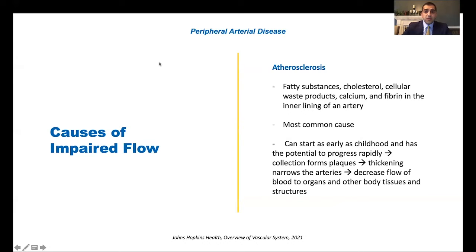So atherosclerosis is when there's deposition of fatty substances, particularly cholesterol, cellular debris, and waste products, calcium, and other things into the internal lining of the arteries. It is the most common cause of impaired blood flow in the body. And it can start as early as childhood as fatty streaks, which then progress to form plaques. And then there's subsequent thickening and narrowing and then decreased blood flow to the organs that are supplied by these arteries and other tissues as well.